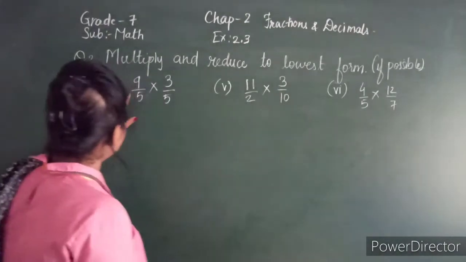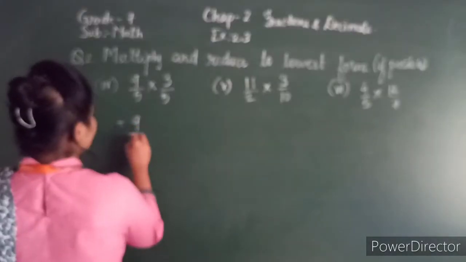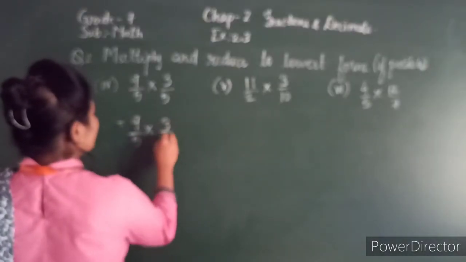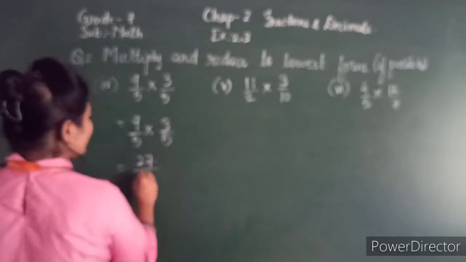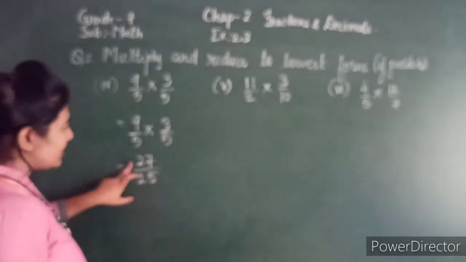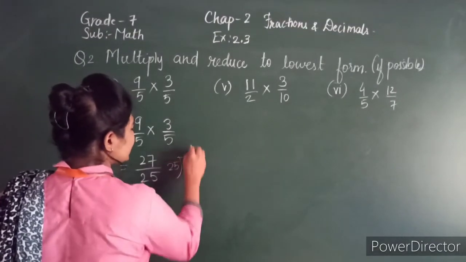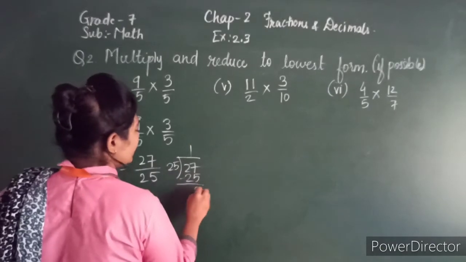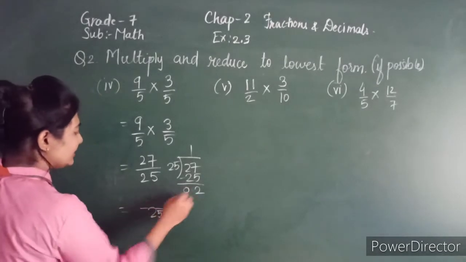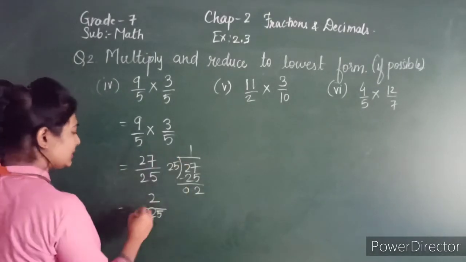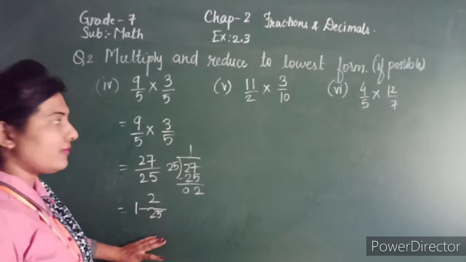Now number 4, 9 upon 5 into 3 upon 5. So here we have to write 9 upon 5 into 3 upon 5. Now 9 3s it is 27 and here 5 5s it is 25. So here numerator is greater than denominator, so we have to convert this into mixed fraction form. So it is 25 ones are 25. Here 2. So we have to put 25 in the denominator and this 2 remainder we have to put upward and this one we have to write it in a side. So our answer is 1 2 by 25.